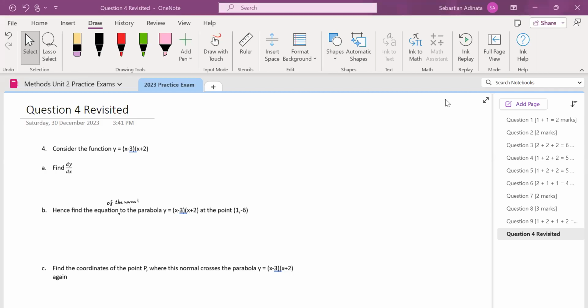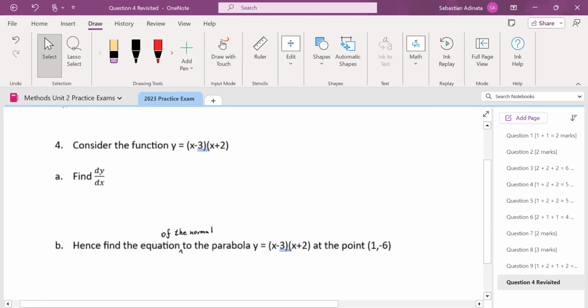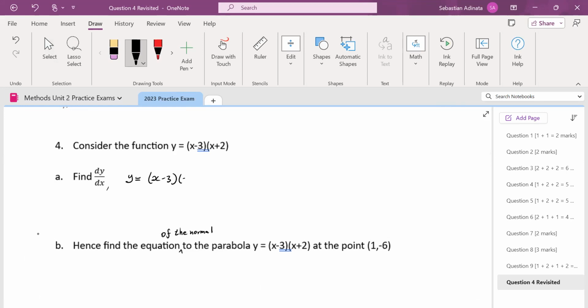All right. So today we're going to be revisiting question 4, focusing on B and C. So we'll begin quickly doing A first because it's going to be required. Let's first expand the brackets so we can differentiate it easier.